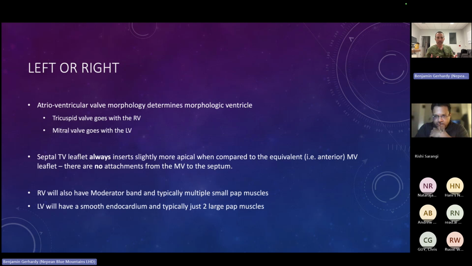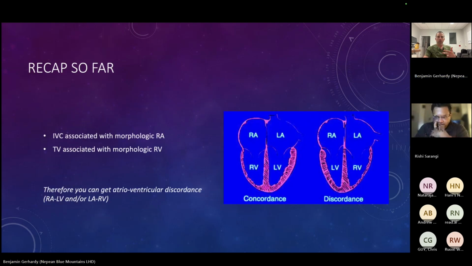Other ways to help pick the right and left ventricles: the right ventricle has a moderator band, the left ventricle won't. So that way you've got your pipes, your atria, your atrioventricular valve, your ventricle, and then you go, all right, cool. All I need to work out now is what's coming out of where, because this way you know what the blood flow is.